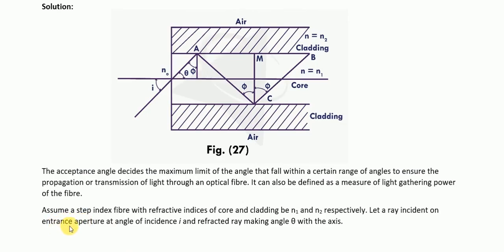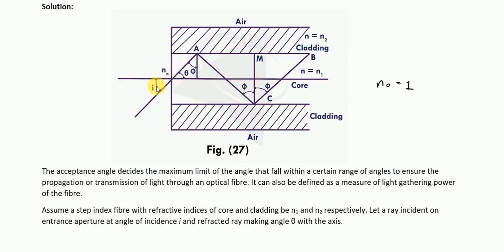So, assume we are working with a step index fiber which has two layers, the core and the cladding. So we assume that the core's refractive index is given by n1 and the cladding's refractive index, which is slightly lower, is given by n2. We also assume the fiber is surrounded by air, so the refractive index of the outer medium becomes n0 equals 1, right?